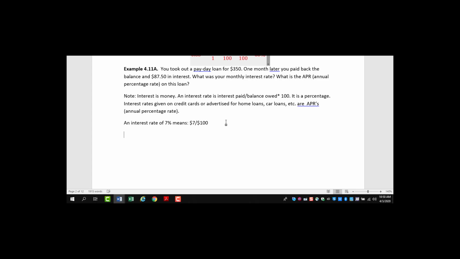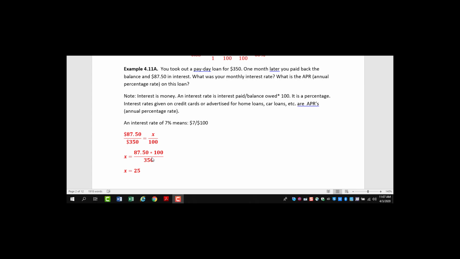So let's do this problem here. We're going to first make the ratio of interest over principal. I'm going to put that here. I'm going to set this up as a proportion. And I think you'll understand it once I put it up here.